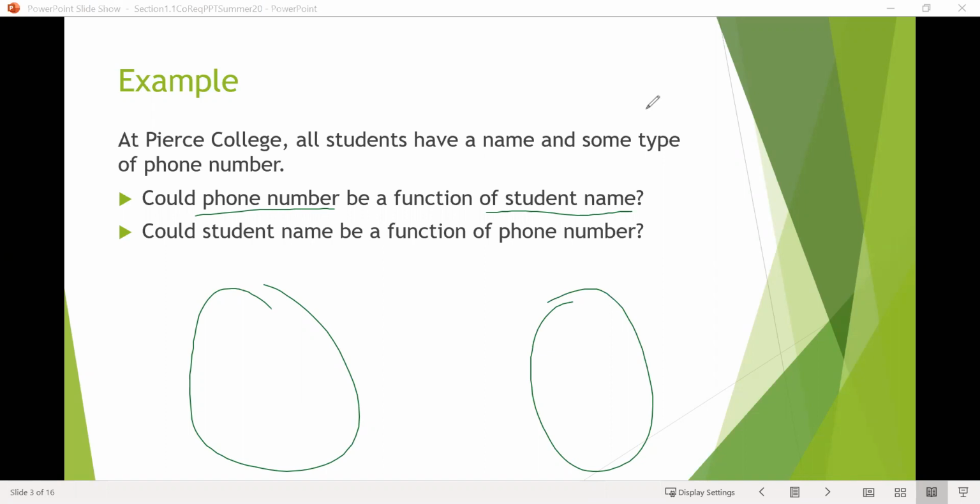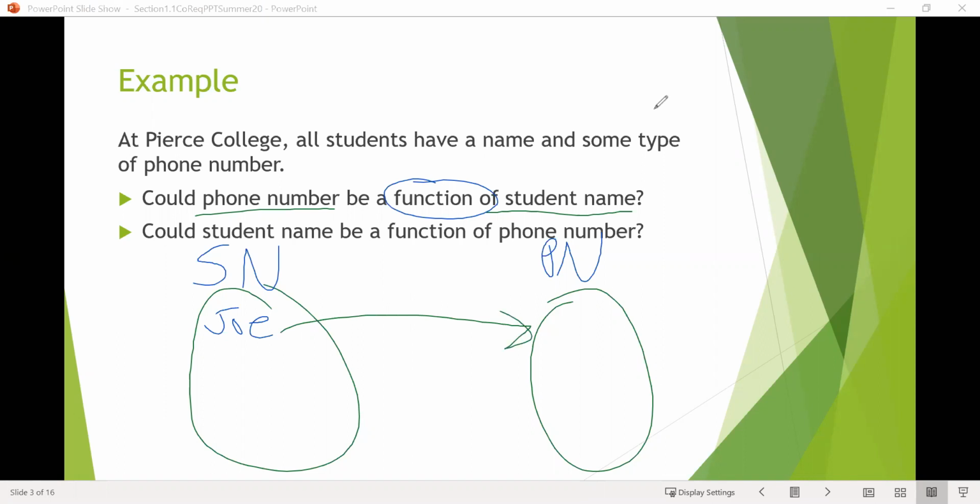So first thing we need to do here is identify our inputs and our outputs. Because we're saying phone number is a function of student name, the student name, which I'm going to represent with SN, is the input, and phone number is the output. And the question is, would this represent a function? If I put a student's name here, let's say a student named Joe, and it gets mapped to a phone number over here, will that represent a function?